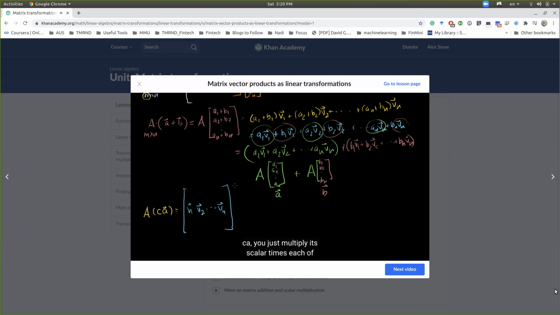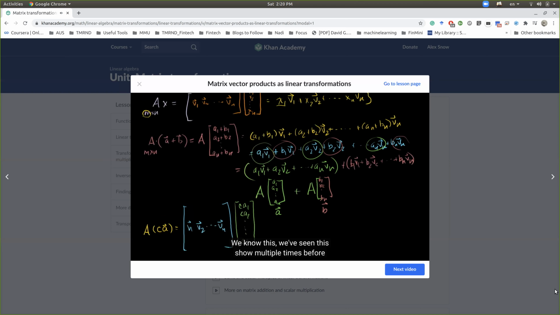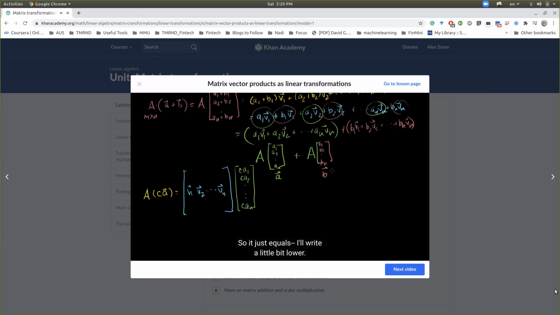CA, you just multiply that scalar times each of the terms of A. So it's CA1, CA2, all the way down to CAn. And what does this equal? We've seen this multiple times before. So this equals CA1 times this column vector V1, plus CA2 times V2, all the way to plus CAn times the vector Vn.